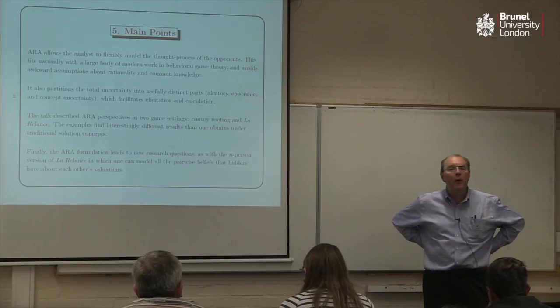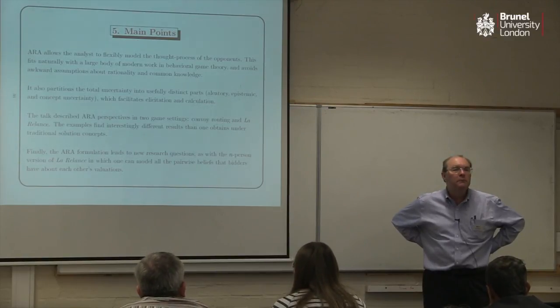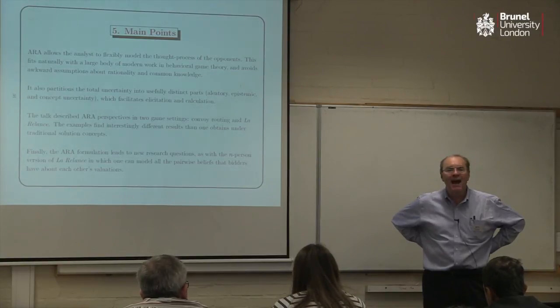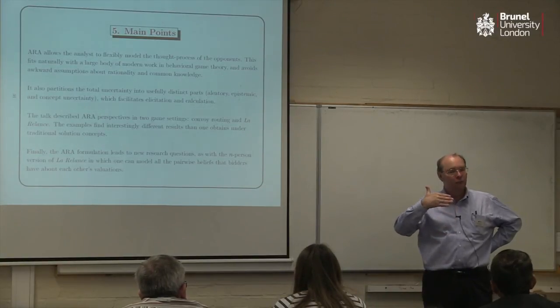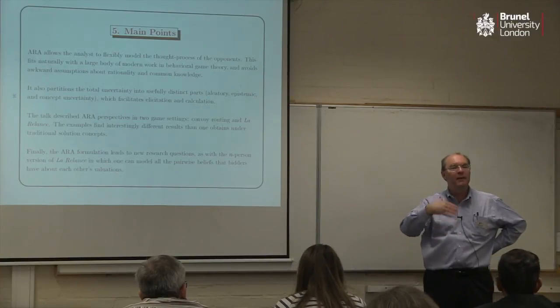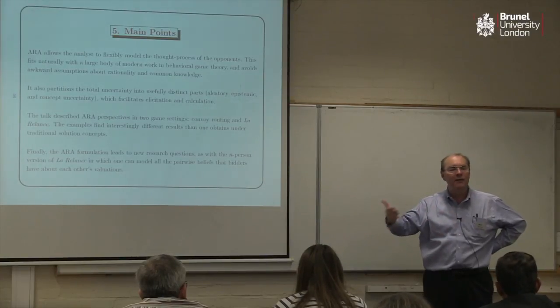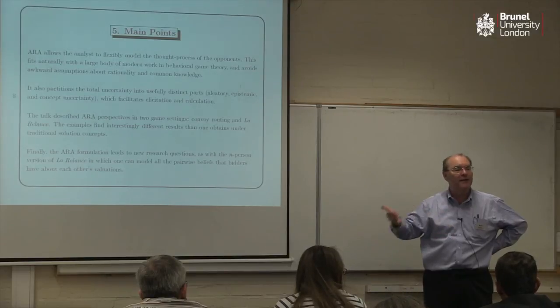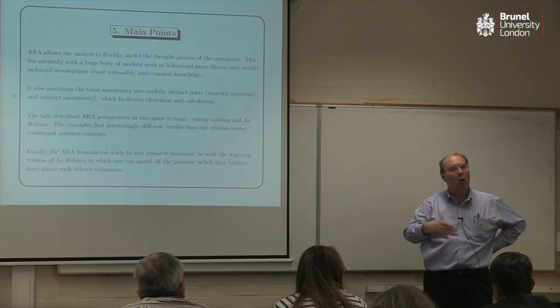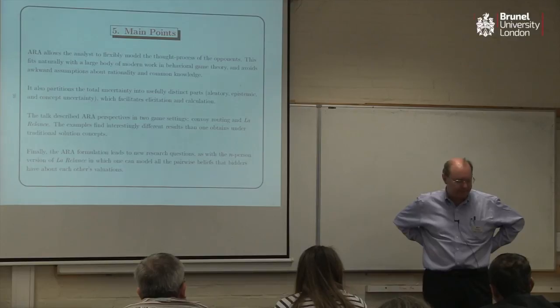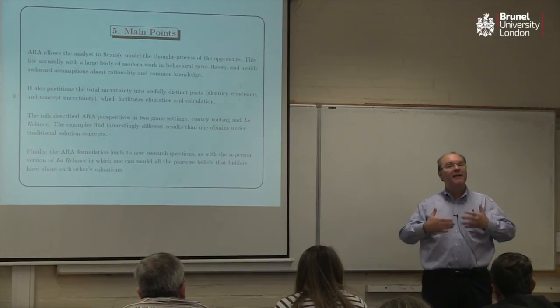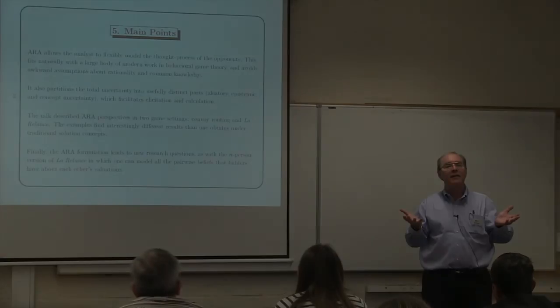And finally, the ARA formulation leads to new research questions. In particular, I'll point to the Laurelance game with more than 2 players, because now we can, I think, reasonably model Bart's belief about Lisa's thinking about Milhouse and Bart's belief about what Milhouse thinks about Lisa in ways that open up a new problem space. So that's the quick and dirty overview of adversarial risk analysis.